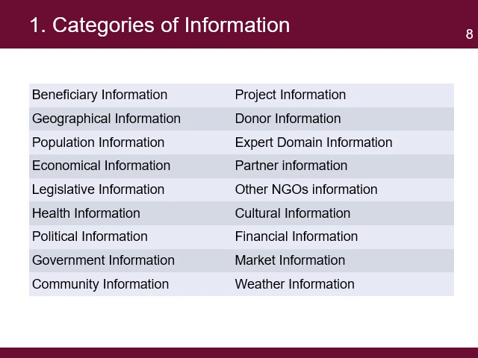They include information on beneficiaries, geography, population, economics, legislative, health, political, government information, community information, which includes mostly beneficiary information as well. There's also project information like the team, information about the donor, information from expert domains, partner information, information from other NGOs, cultural information, financial and market information, and weather information.